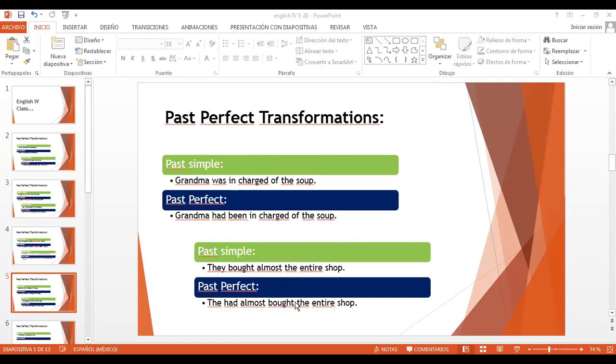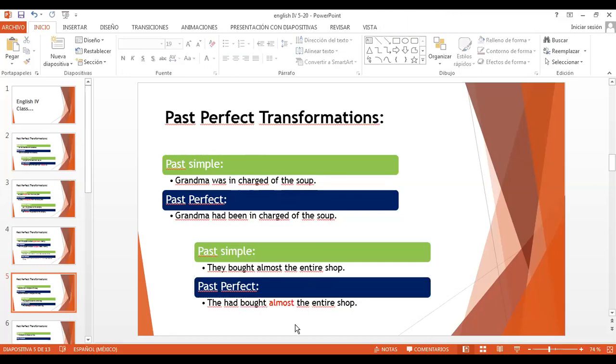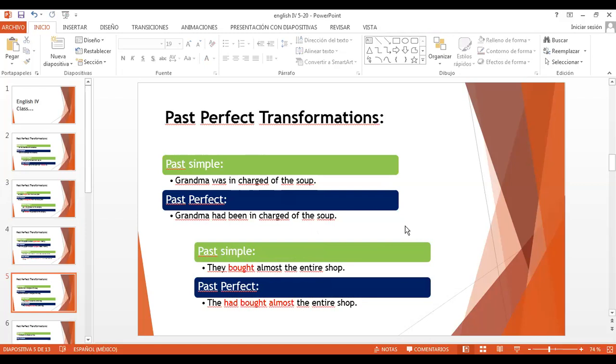Entonces, volviendo aquí. Este almost puede estar tanto aquí como después de bought, y no afecta en lo más mínimo. They have bought almost the entire shop. Y queda exactamente igual. As you can see, the only change is bought. El único cambio es bought, que cambió a had bought. Había comprado. De compraron a habían comprado.